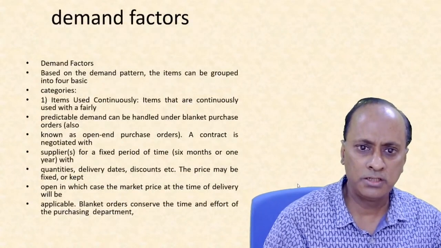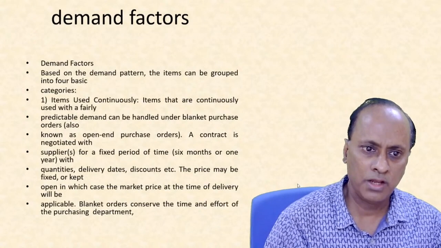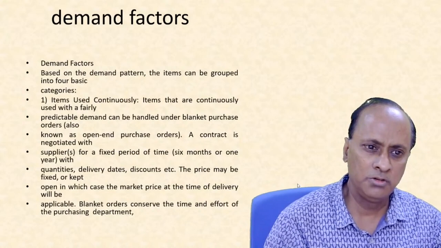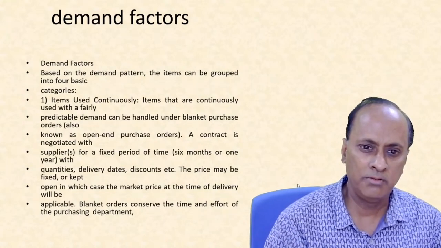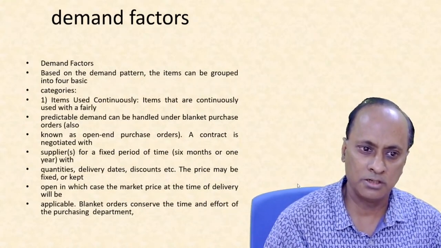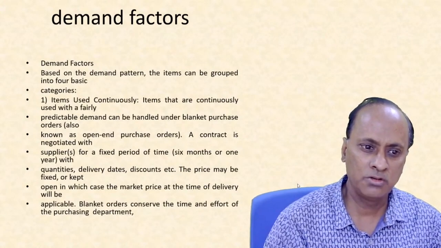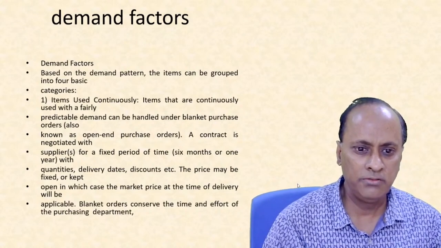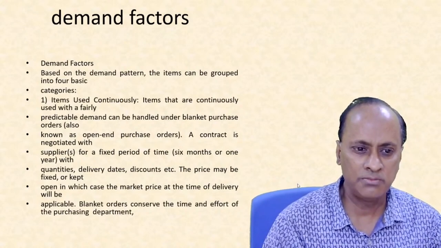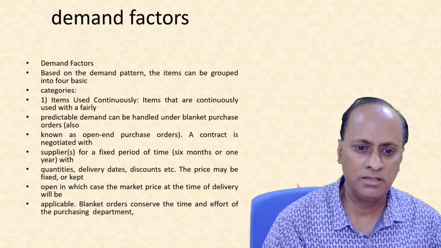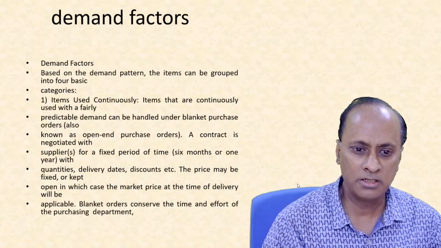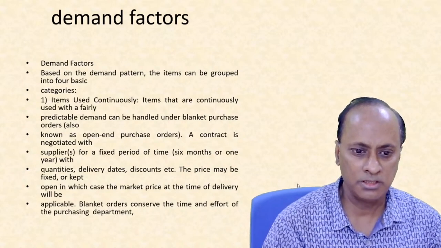Based on the demand factor, the items can be grouped into four types. First, items used continuously. Items that are continuously used with a fairly predictable demand can be handled under blanket purchase orders, known as open-end purchase orders. A contract is negotiated with the supplier for a fixed period of time with quantity, delivery date, discounts, etc. The price may be fixed or kept open, in which case the market price at the time of delivery will be applicable. Blanket orders conserve the time and effort of the purchasing department.